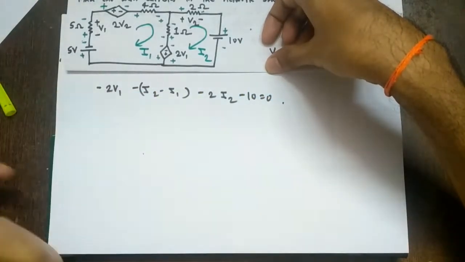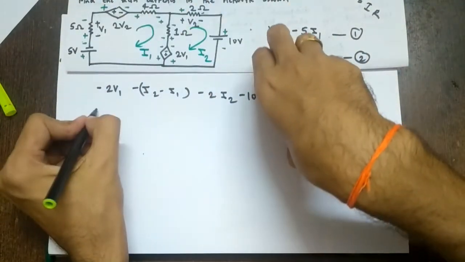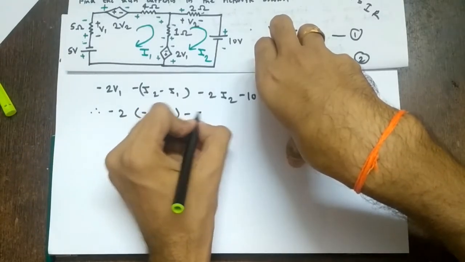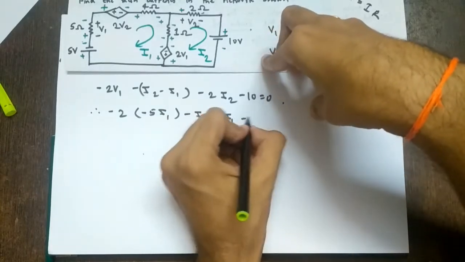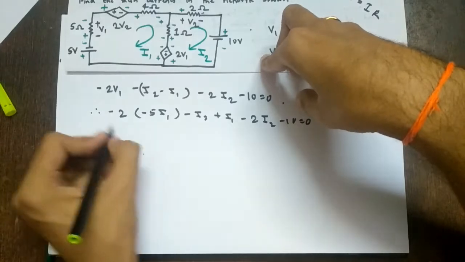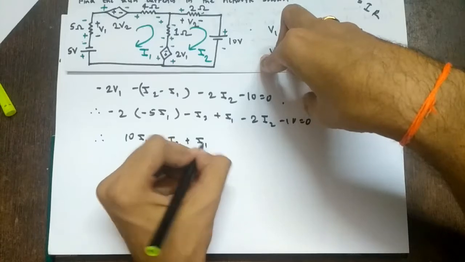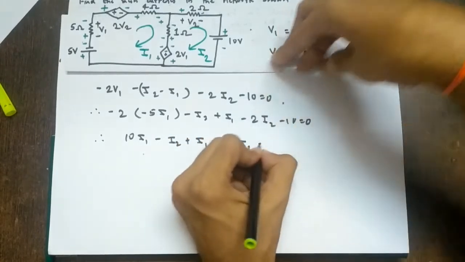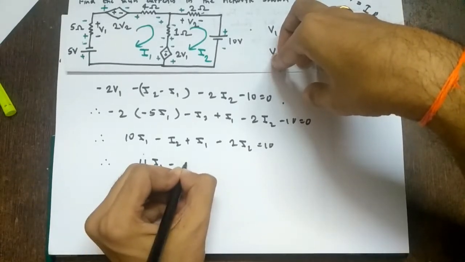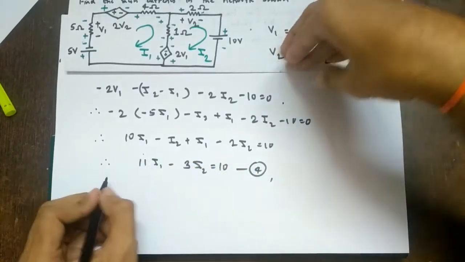Right? So again write V1 in terms of I1 and I2. V1 is what? Minus 5 I1. So therefore minus 2 into minus 5 I1 minus I2 plus I1 minus 2I2 minus 10 equal to 0. So therefore 10 I1 minus I2 plus I1 minus 2I2, I'll take this 10 here. So therefore 11 I1 minus 3 I2 equal to 10. This is equation 4.